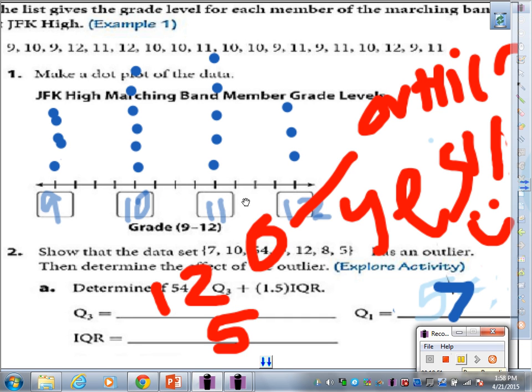Okay, so here are the correct answers. On your number 1 problem, you should have labeled it 9, 10, 11, and 12, and look at the dot plot, there it is. For number 2, the Q3 was 12, Q1 was 7, IQR was 5, and you should have written that 54 was the outlier, and circled the 54 just like they did on your screen. Yes? Alright. So I'm going to stop right there and move on to the next slide. So pay attention, please.